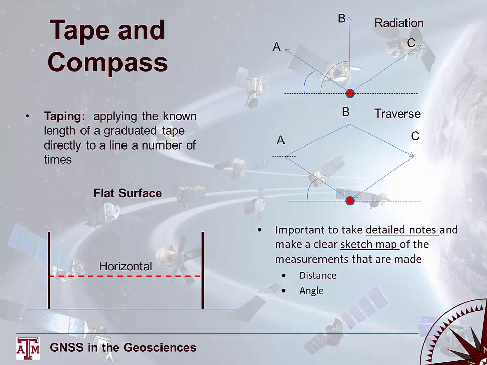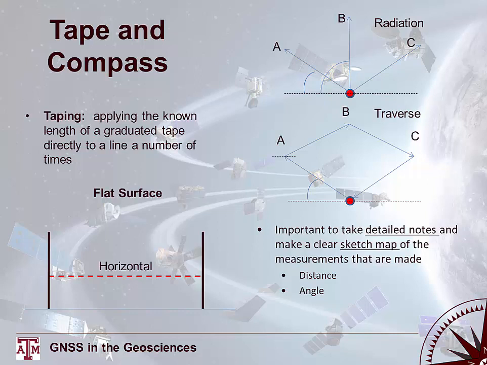Or the tape and compass approach can be done using a traverse approach. Now this is where you actually compute the location of one point, such as point A here, and then you move your survey origin to point A and you survey out point B. Now that survey off of point B is done off of point A. So you then proceed throughout the area of interest, making sure to tie everything back to your initial origin benchmark.